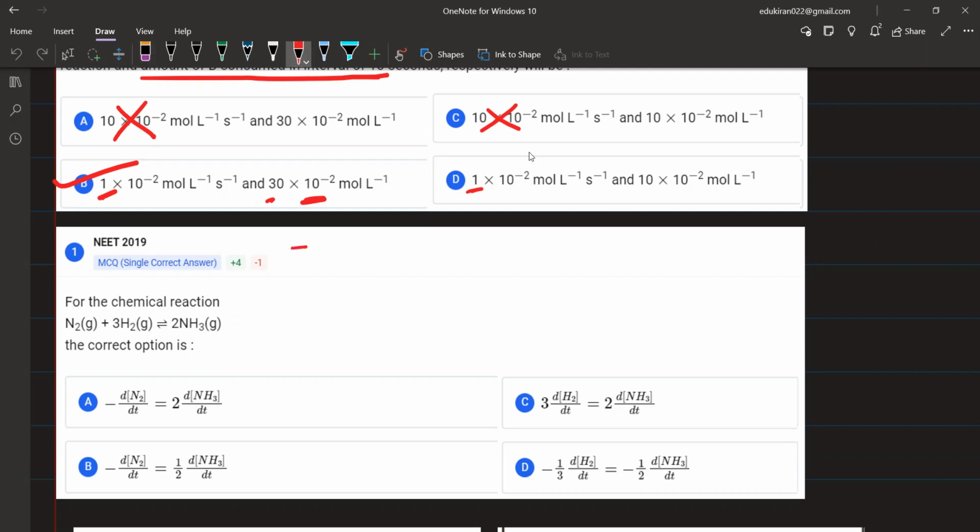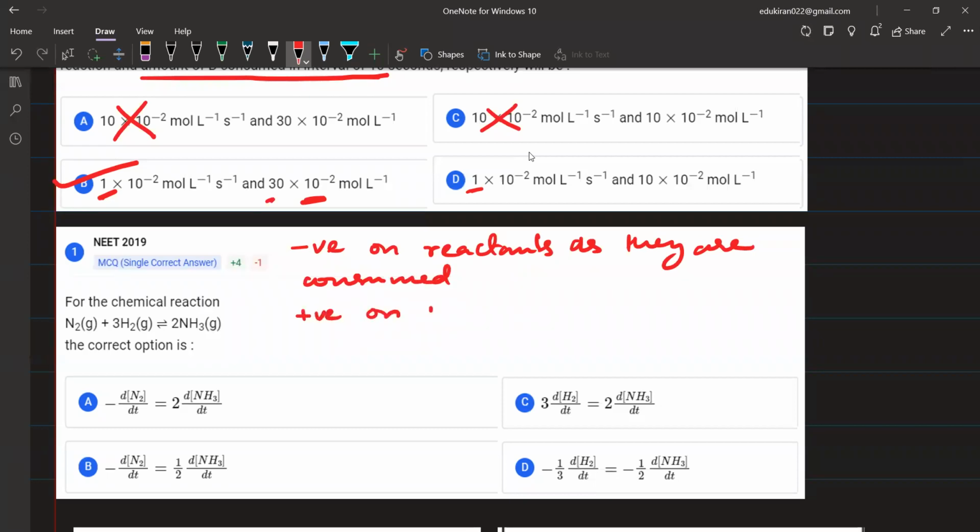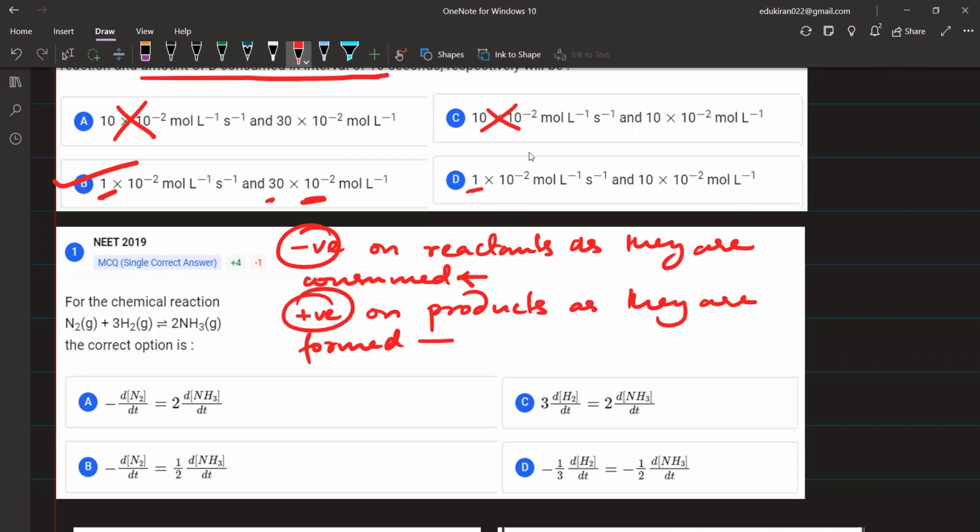See, there will be a minus sign on reactants as they are consumed. सही है? And positive sign कहाँ पे होगा? On products as they are formed. So this negative sign is telling me that the reactant is being consumed, would decrease over amount. That is why we have the negative sign. And positive sign tells me that the product is being formed.